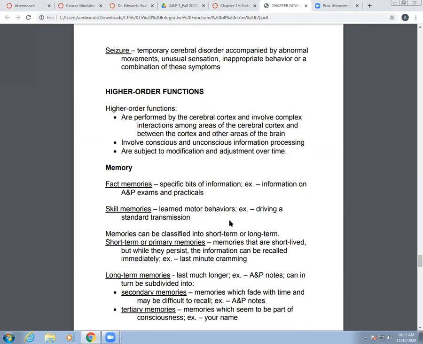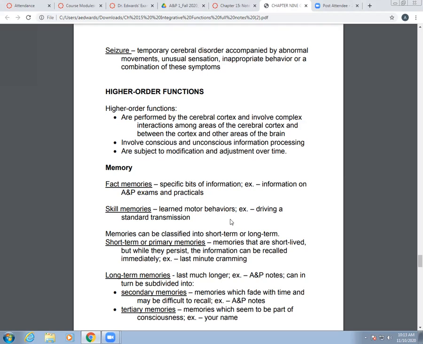All right, another condition related to this is a seizure. It's a temporary disorder of the cerebrum. It's accompanied with abnormal movements, right? It could be shaking, unusual sensations, inappropriate behaviors, or a combination of these. Typically, if someone is having an EEG done while they're having a seizure, you'll see different patterns in the waves.